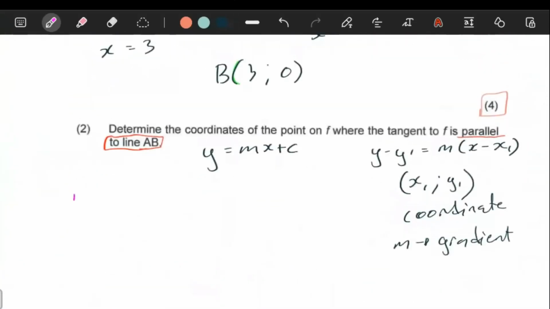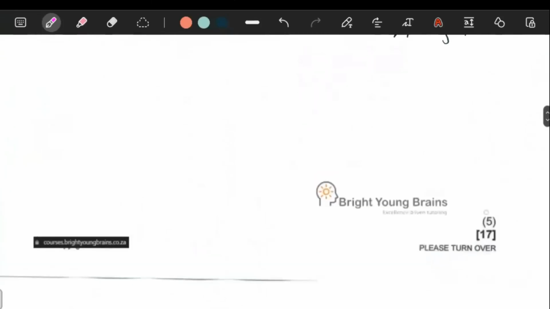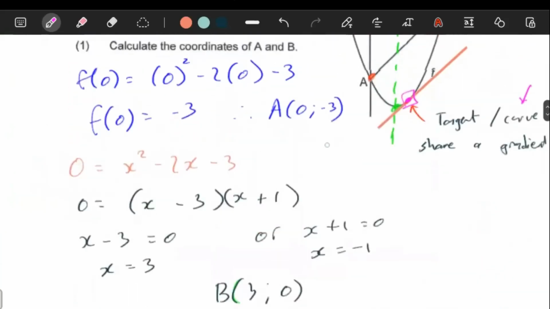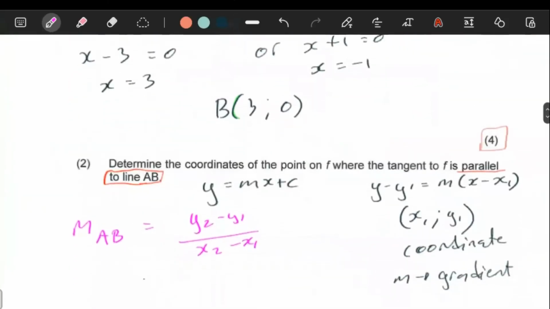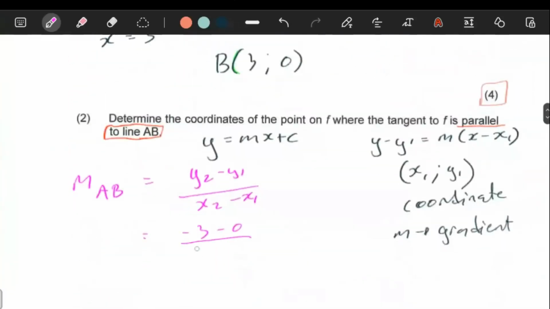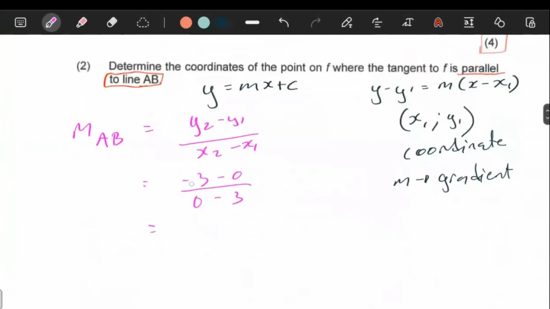Getting the gradient, we need the gradient of AB. So y2 minus y1 over x2 minus x1. Mark allocation, let's see. 5 mark question. Okay, let's go. So we have A and B, right? We can just say -3 minus 0 over 0 minus 3. This -3 minus 0 is -3, and 0 minus 3 is -3. So this is just canceling each other. You have a +1. That is the gradient of AB.